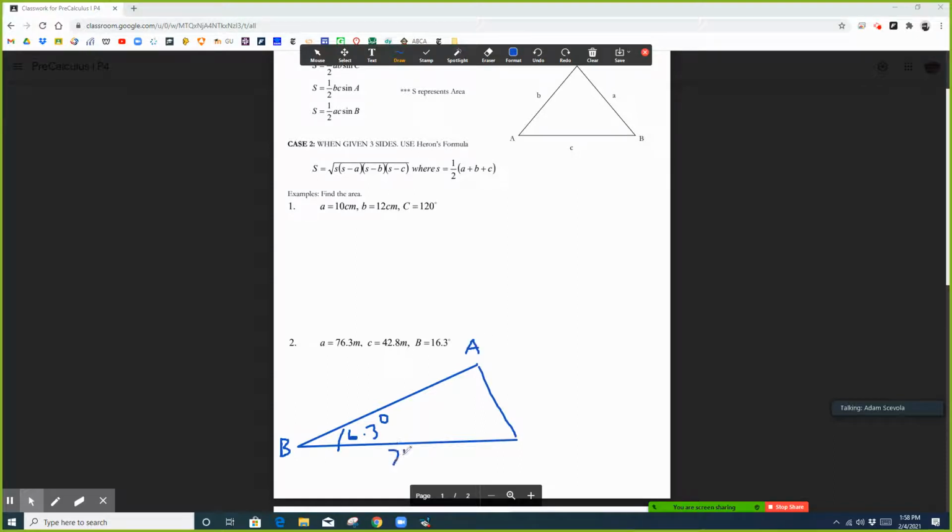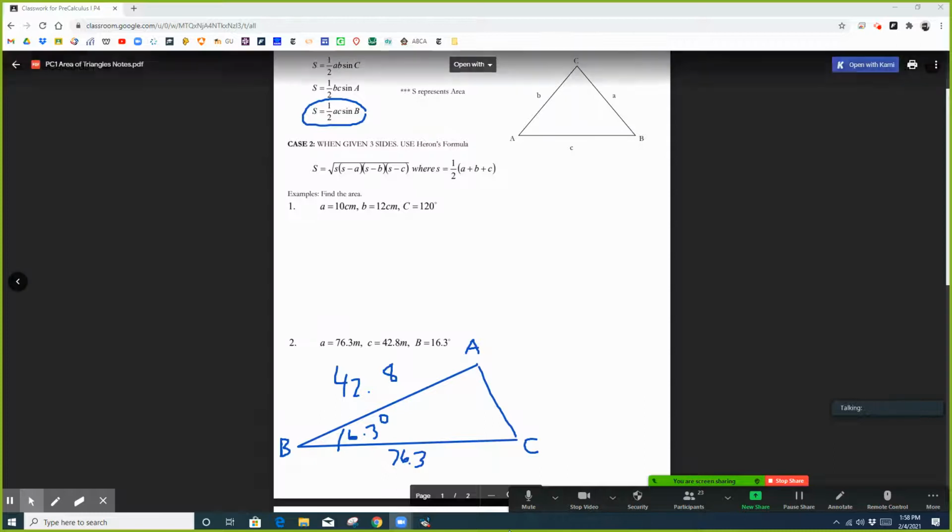So this would be 76.38.3, and this angle C, so this would be 42.8. All right, so we're given, again, side, angle, side. We're given two sides and the included angle. So we can now just use this formula because we have angle B and we have A and C, the sides next to it.